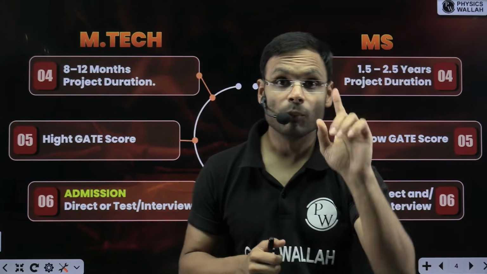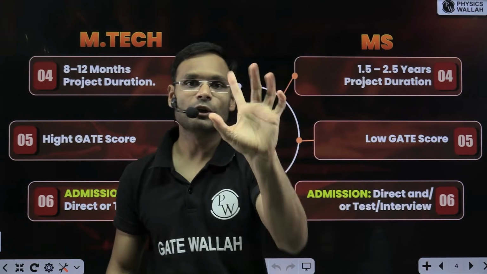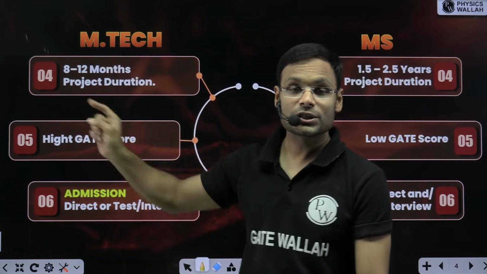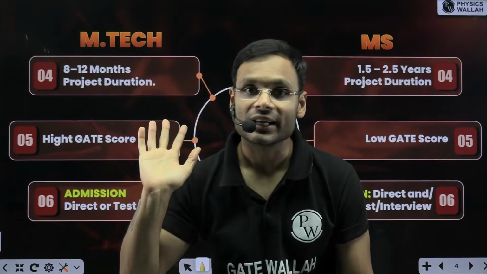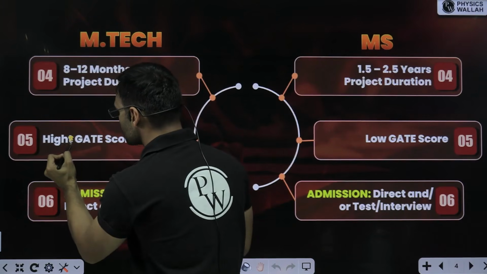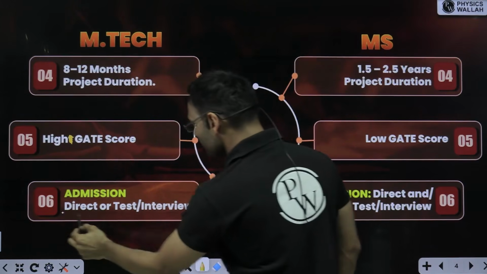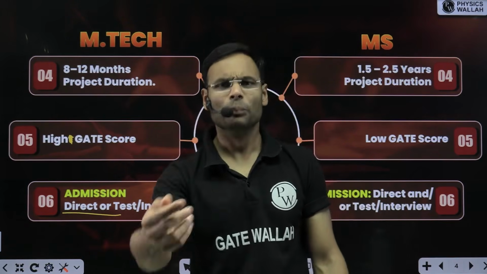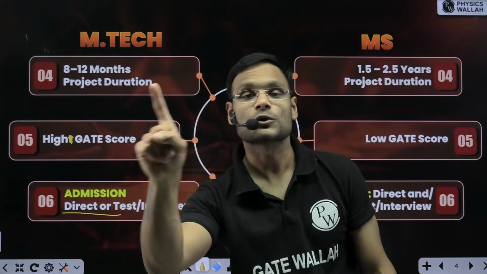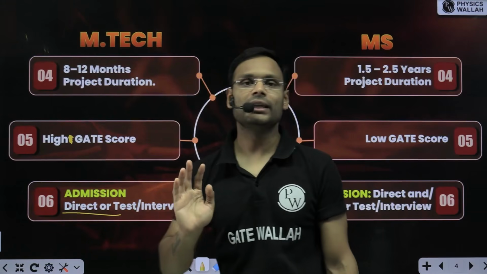Now, the most important parts, 2 things: admission and placement. First, I will talk about admission. For MTech TA, direct admissions, you need to have a very, very high GATE score. With that GATE score, mostly direct admission is there. Some colleges may take some test or interview, but the majority of the weightage will be your GATE score. So if your GATE score is high, the direct chance is there that you get the MTech.